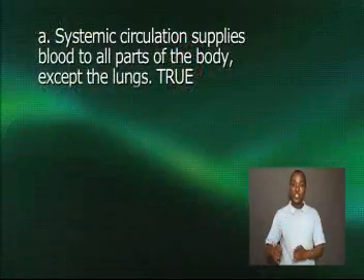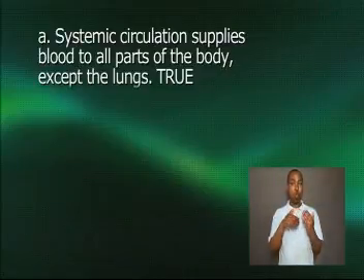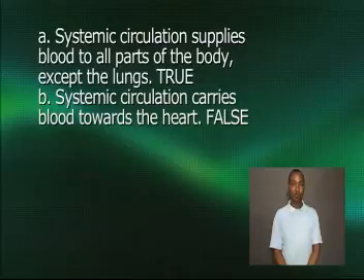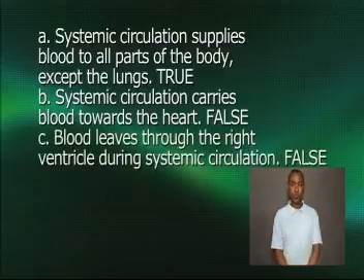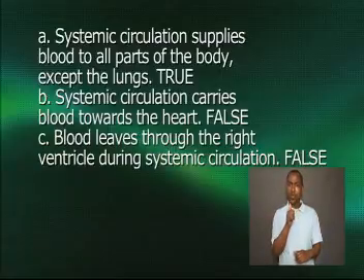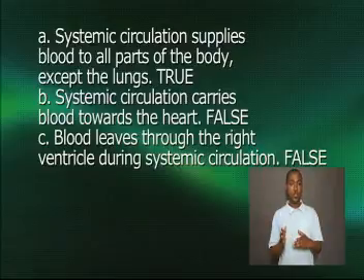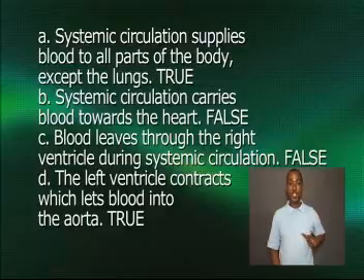Systemic circulation does supply blood to all the parts of the body except the lungs. Systemic circulation does not carry blood towards the heart. Blood does not leave through the right ventricle during systemic circulation. Blood leaves through the left ventricle. The left ventricle does contract, which lets blood into the aorta.